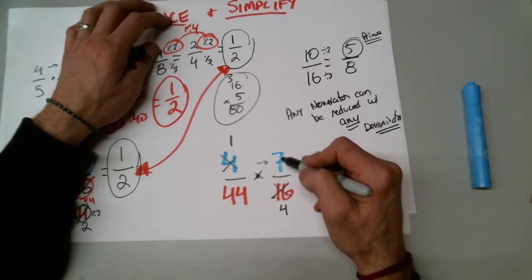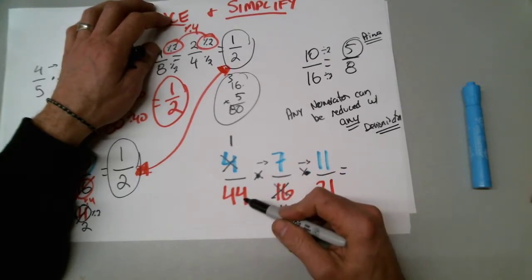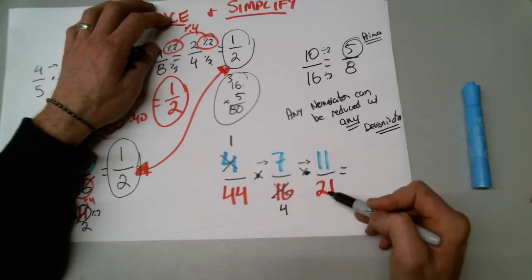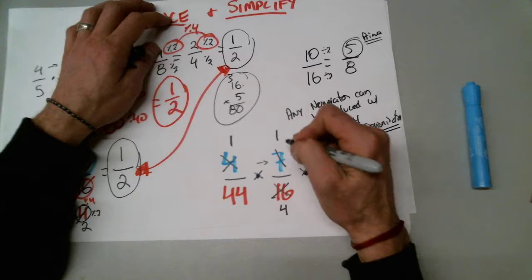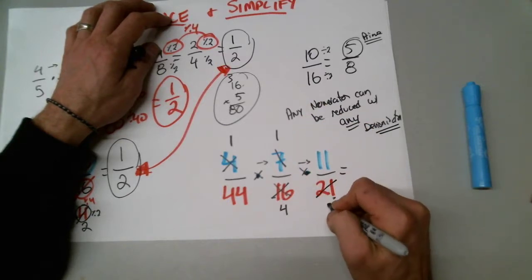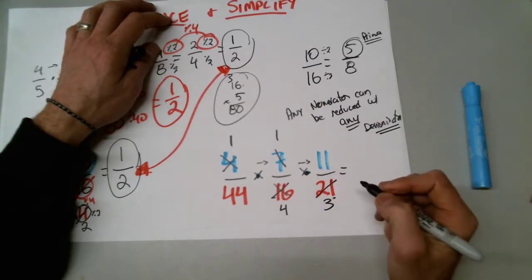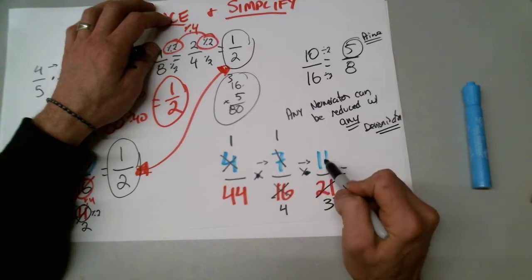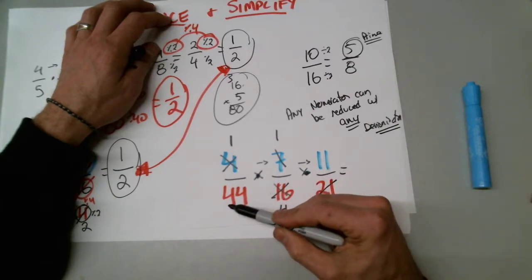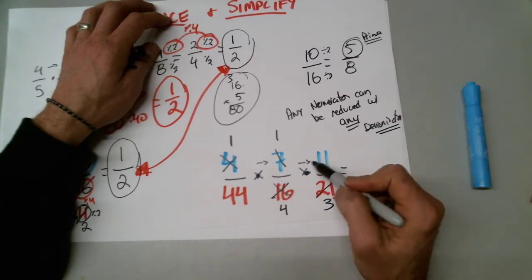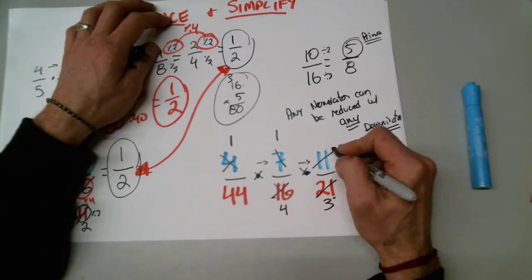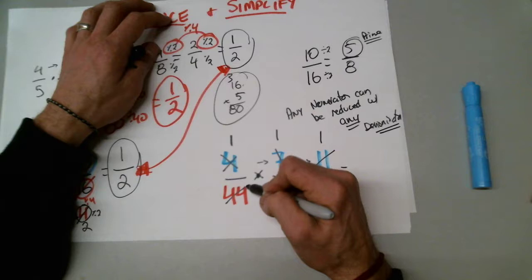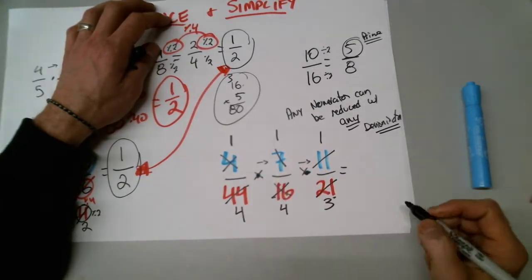Now let's go to the next one, 7. Does 7 go into 44? No. Does 7 go into 21? Yes, it does. 7 goes into 7 once. 21 divided by 7 gives me 3. Now we got one more here. We got 11. I made that one pretty obvious. 44 is a multiple of 11. So 11 goes into 11 once. 44 divided by 11 gives me 4.